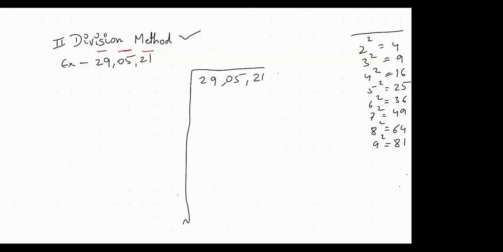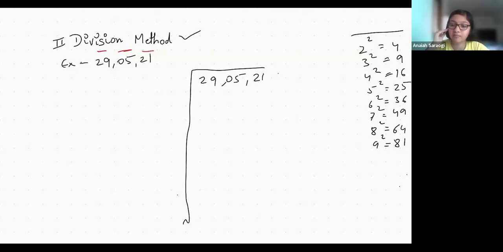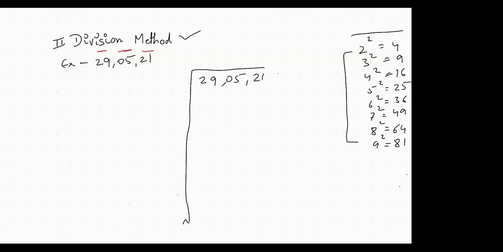So what number should I take that is smaller than 29, but it is a perfect square? Five. Check from this table. 5 into 5, that is 25. Subtract: 29 minus 25 is 4. 5 I will add up to the side also, plus 5, 10. And the space of 1 here.